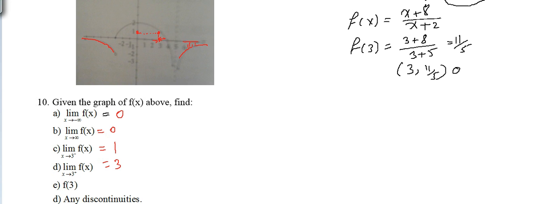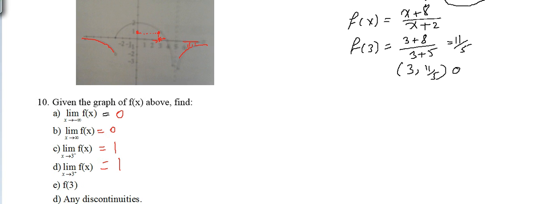F of 3, this one, f of 3. Let's see. Does f of 3 exist? As I can see, first, oh sorry, I made a mistake here. The answer of part D is also 1, right? Yeah, that's what we said.